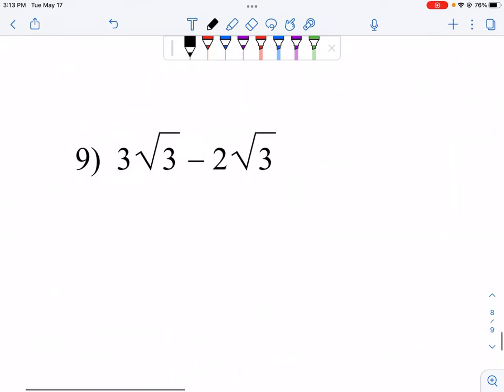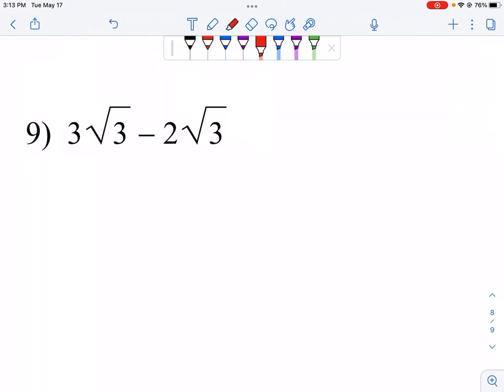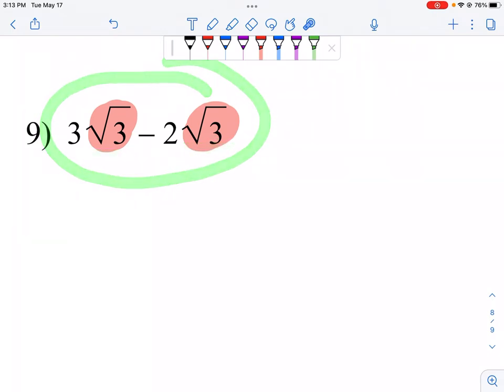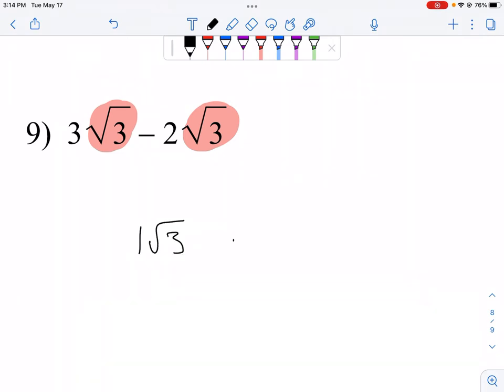For number 9, now we're working with adding and subtracting. So for these ones, we're going to make sure we have the same radical base that we're using, or same radical. And if we have the same radical, then all we're doing is we're counting up how many there are. So if I have 3 radical 3's, and I have negative 2 radical 3's, that's 3 minus 2, which is a total of 1 radical 3. Or we could just write that as radical 3.